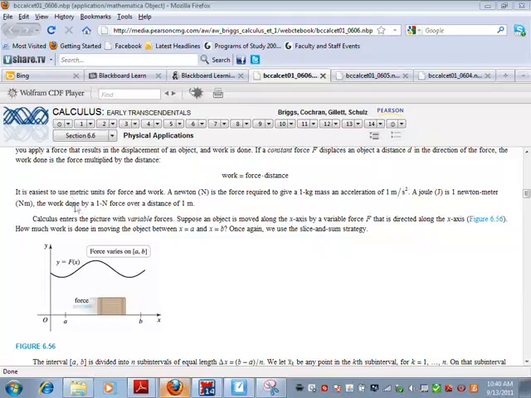The work done, so a joule is 1 newton meter, the work done by a 1 newton force over a distance of 1 meter. Okay. I am not a physicist, but those are the definitions. Again, calculus enters the picture when the force changes, when you have to apply different forces at different times.